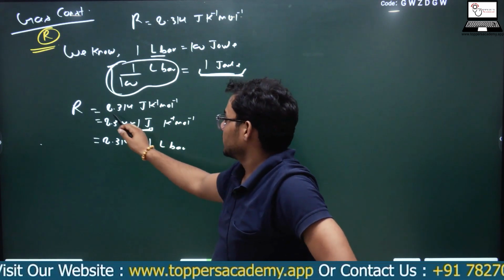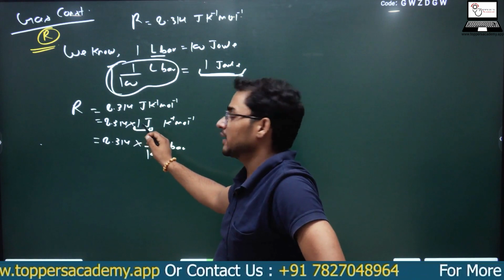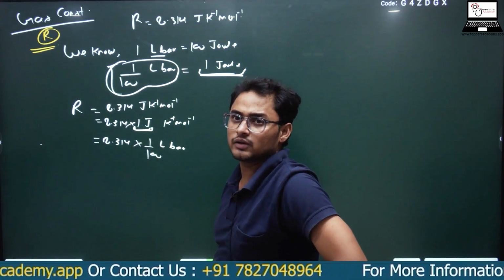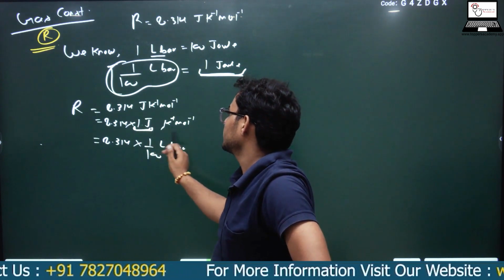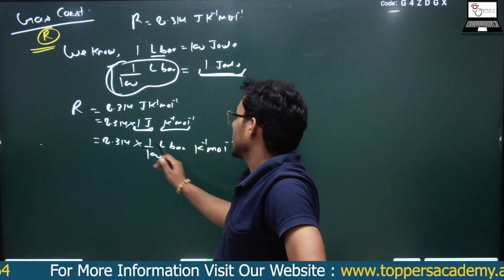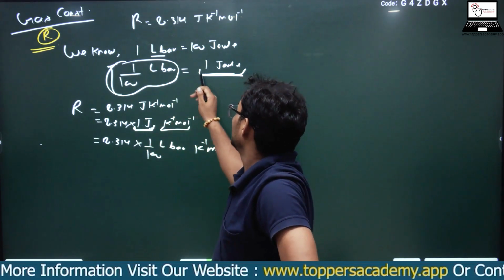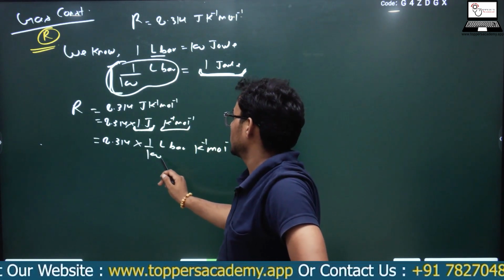Now what am I doing? 8.314 joule Kelvin inverse mole inverse. I have written 8.314 multiplied by 1, because I can multiply any value by 1 and there will be no effect. So 8.314 multiplied by 1 joule Kelvin inverse mole inverse. I have put the value of 1 joule as 1 upon 100 liter bar.